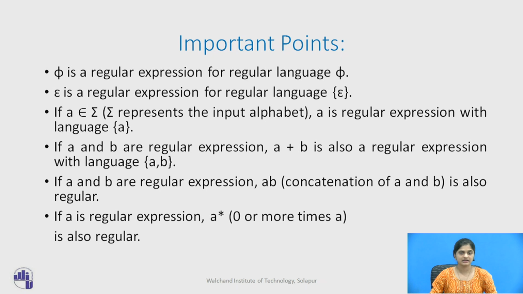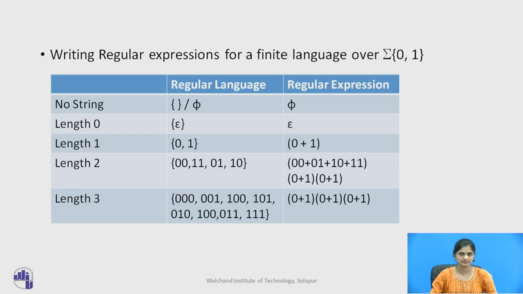language a. If a and b are regular expressions, a plus b is also a regular expression with the language having strings a and b. If a and b are regular expressions, ab, that is the concatenation of a and b, is also regular. If a is a regular expression, then a star is also regular, and a star is nothing but 0 or more times repetition of a.